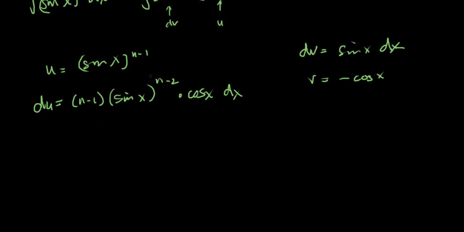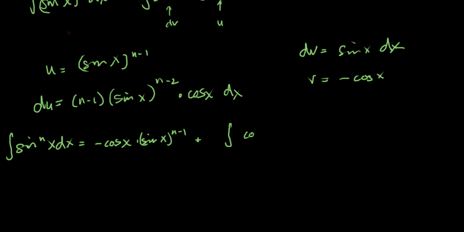It's going to be a little bit busy, but it's not a problem. We can do it. So I want to remind us that we are doing the integral of sine to the n of x dx. And that equals uv, right? So that's negative cosine of x times sine of x to the n minus 1, minus the integral of v du. V is negative cosine, so that negative, I'm going to bring that out front, make that plus. So cosine of x times n minus 1, du is n minus 1 times sine of x to the n minus 2 times cosine of x.